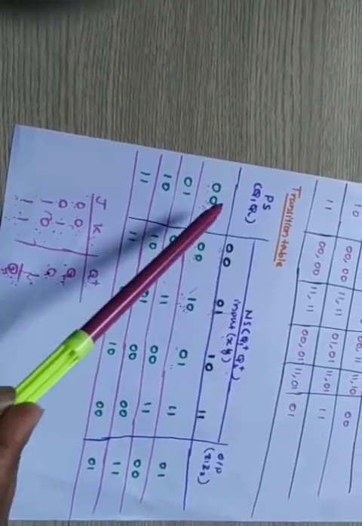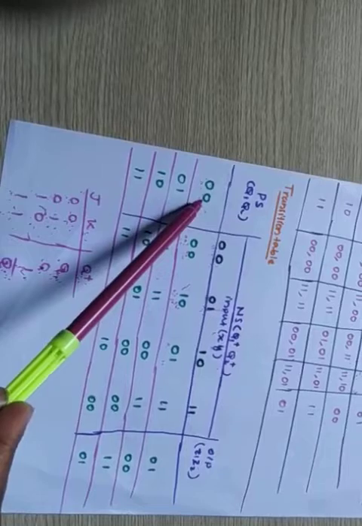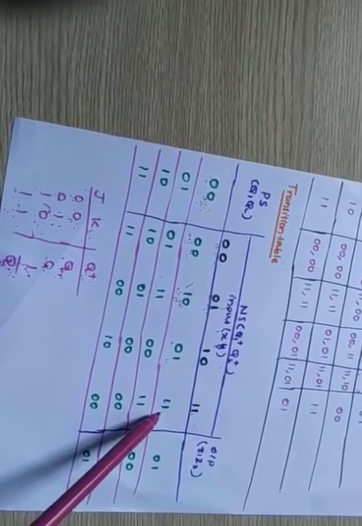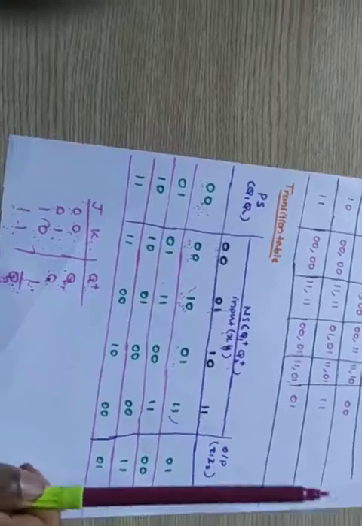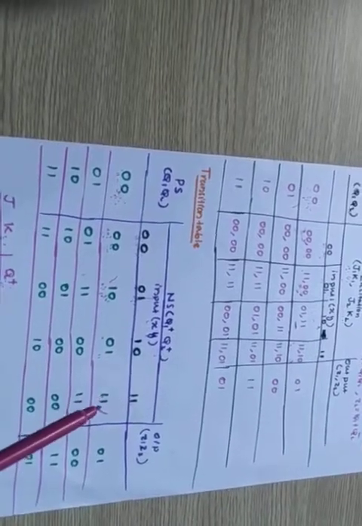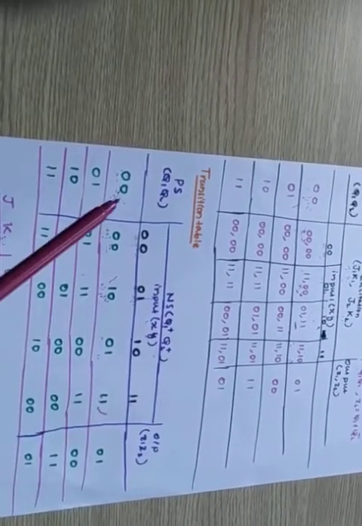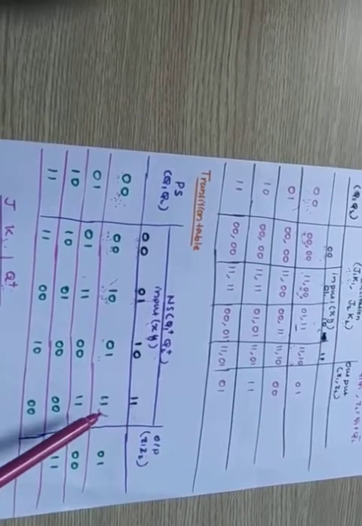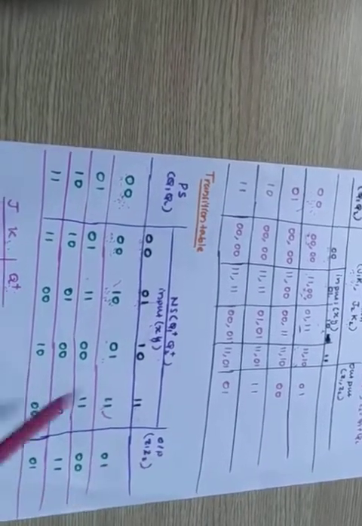So the present state of Q2 is 0, so the next state is 1. Why? Because the 1, 0 state is given. Here J2 K2 is 1, 0. So for 1, 0, the next state is the set state. That means here the present state Q2 is 0, so it should be set to 1. So it is 1 here. Like that you have to fill up this table.